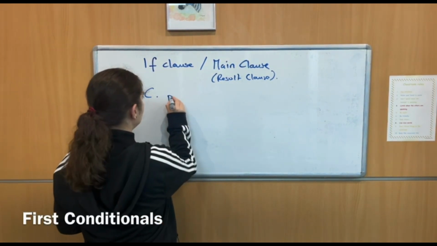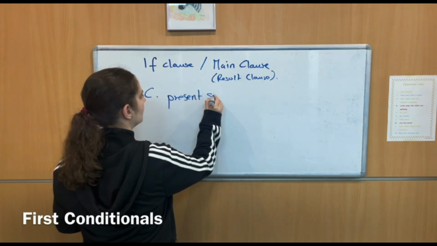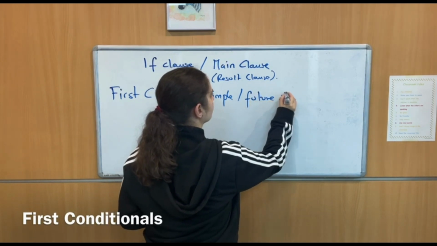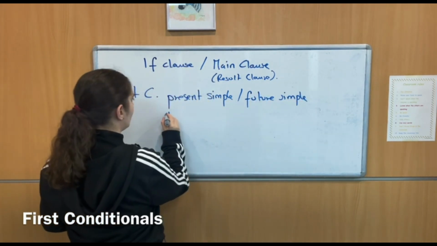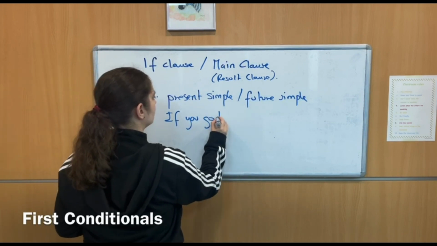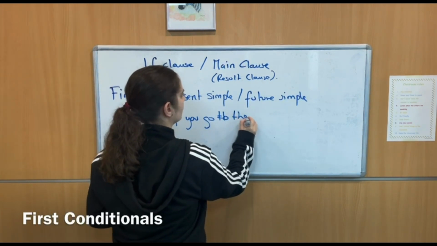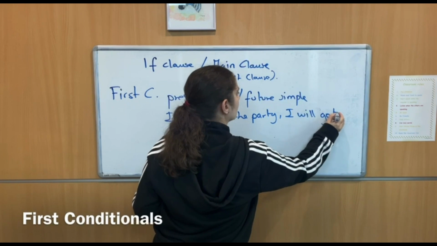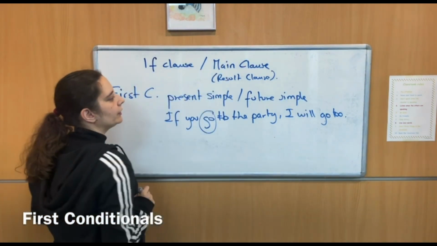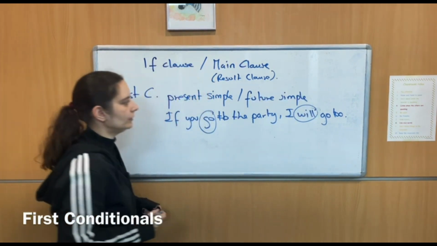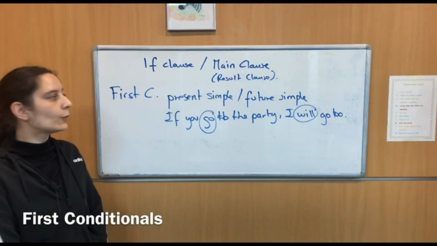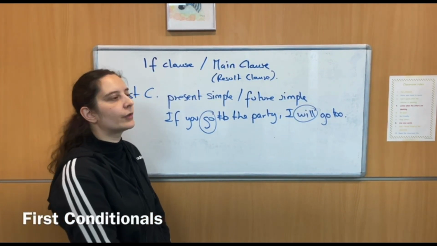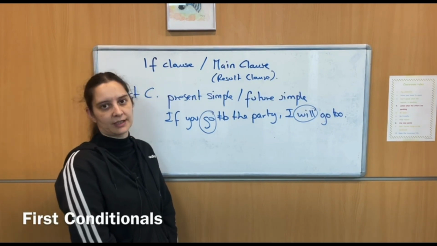Okay, so the first conditional, we use present simple for the if clause and future simple in the main clause. For example, if you go to the party, I will go too. So present simple, if you go, and future simple, I will go too. When do you use the first conditional? You use it when you are talking about something which is very likely to happen in the present or in the future.